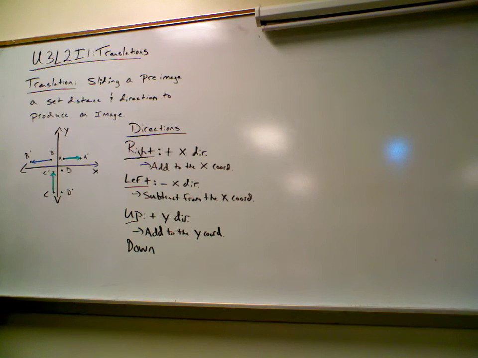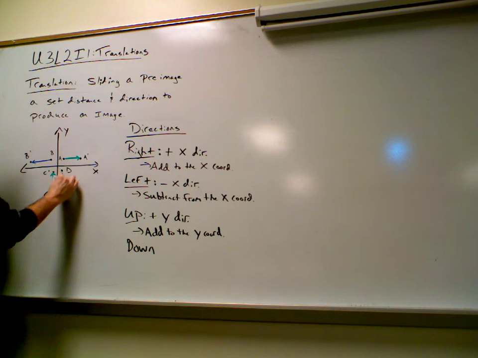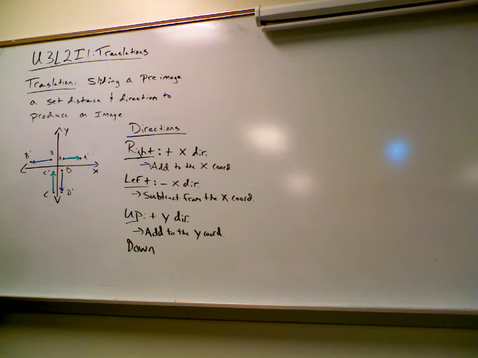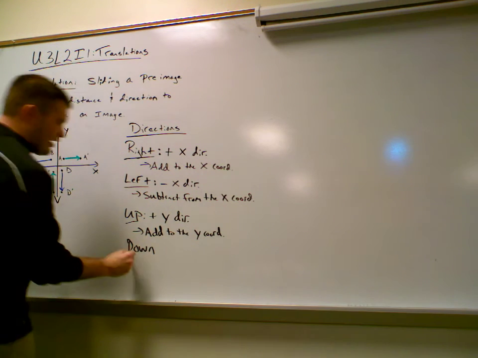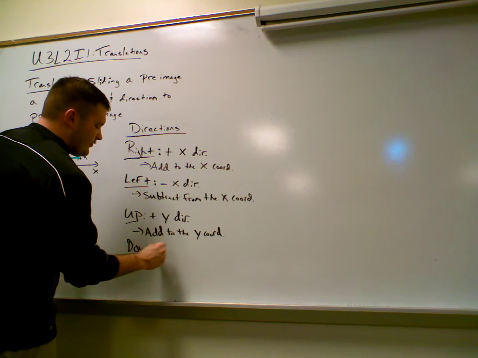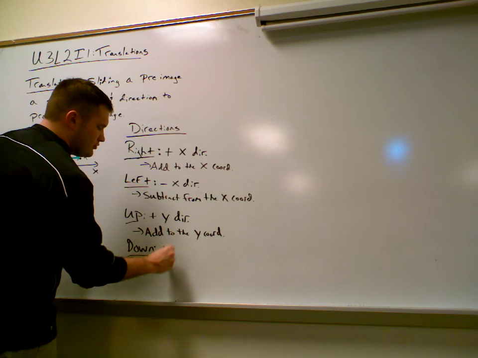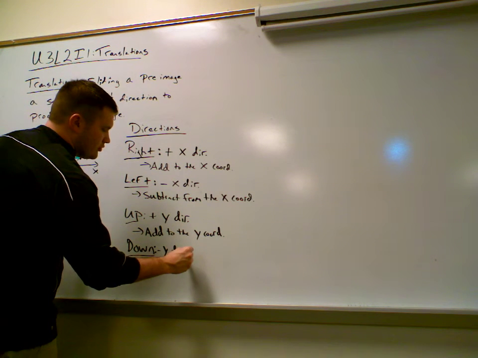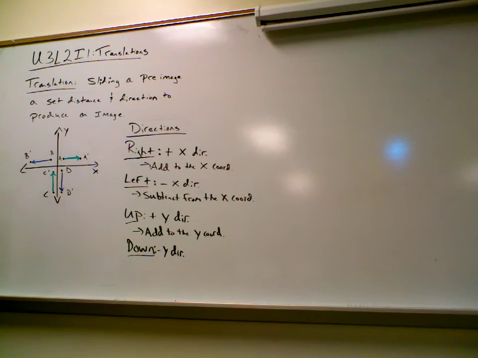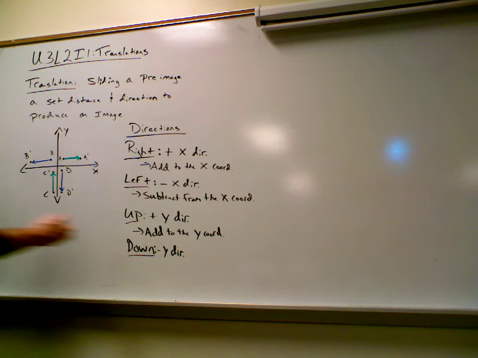And last one, if we go from D to D prime, we're moving down, right? Positive y or negative y? Negative y. This is the negative y direction. So we go in the negative y direction. What do we do, add or subtract? Subtract.